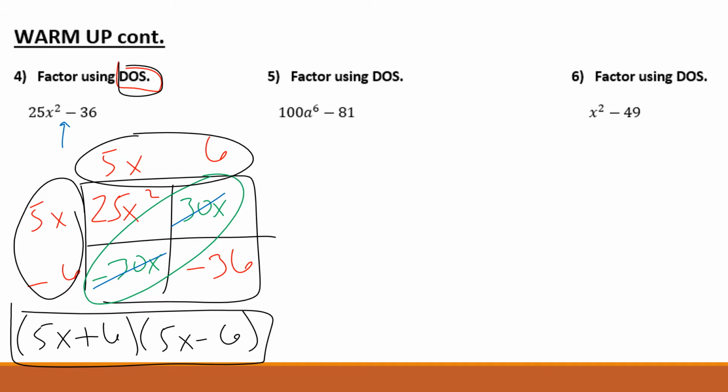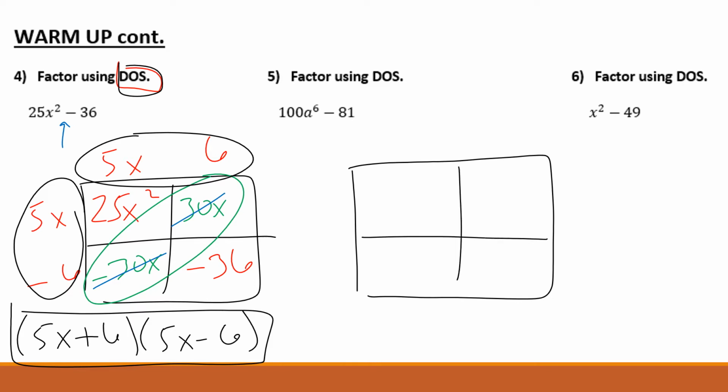So for number 5, again, I'll use the rectangle. If I set up the rectangle, thinking about where that first term comes from, it comes from that first box, and then the negative 81. So once again, if you think about, okay, so starting here, I know this has to be a 10 and a 10, and then an a to the third, and a to the third. And then for these other 2 sides here, a negative 9 and a positive 9.